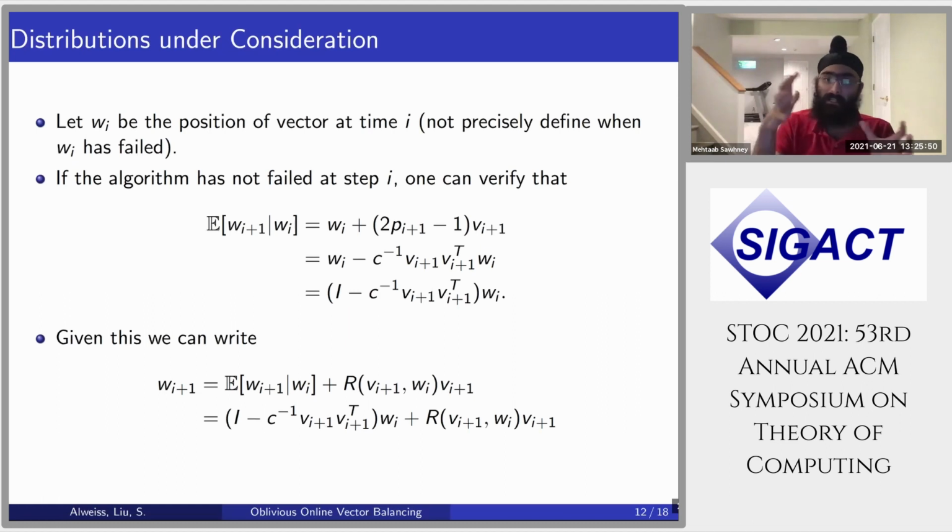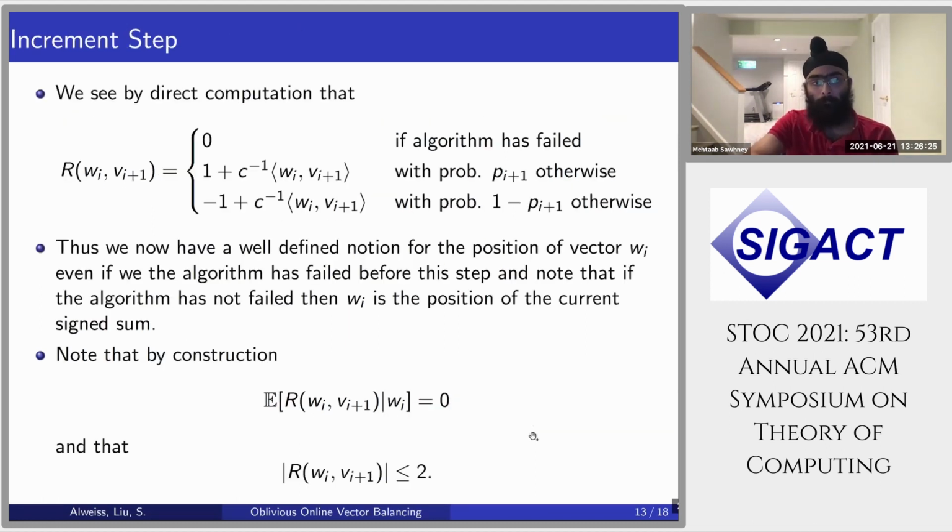But this is not deterministic. In particular, you don't always contract towards 0. And so this naturally suggests writing the process as Wi+1 equals the expectation of Wi+1 given Wi plus some random variable, which is r of vi+1, Wi times vi+1. So basically, I'm just doing a mean and variance decomposition in some sense. And if you write it out, you get (I minus C inverse vi+1 transpose) times Wi plus r of vi+1, Wi times vi+1.